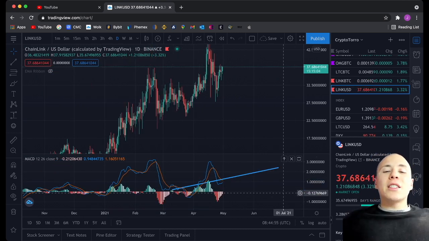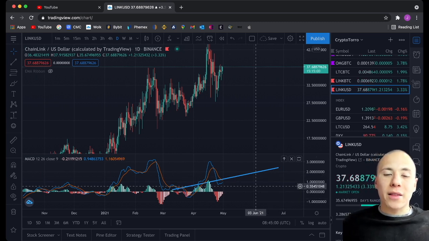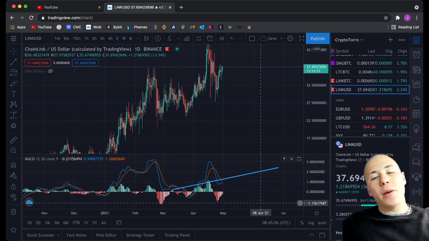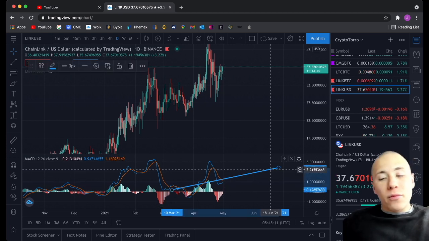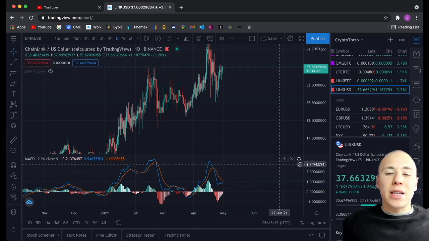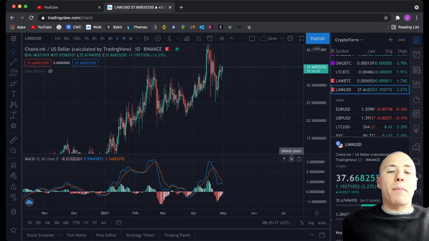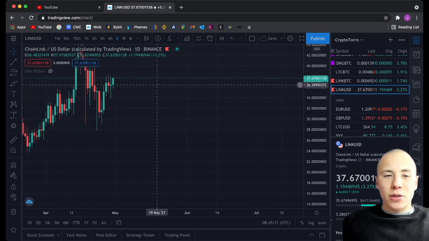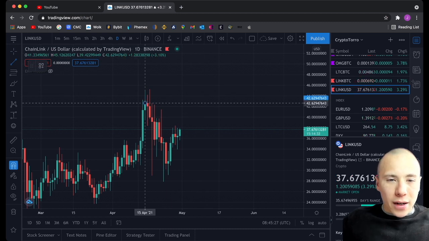And I think this is very important because the MACD is an indicator that shows us momentum, and if the momentum is towards the upside, then we will see the overall price of Chainlink going up as well. So this is very important. I think there will be a higher high being created on the MACD. Of course, we will have to see, but especially because of the crossover right over here, I think this might happen.